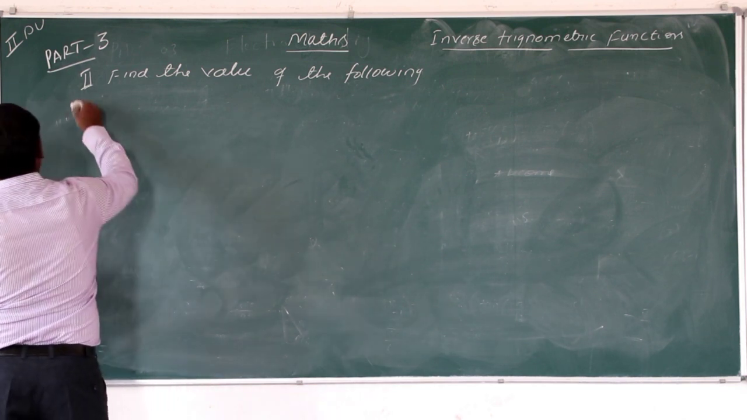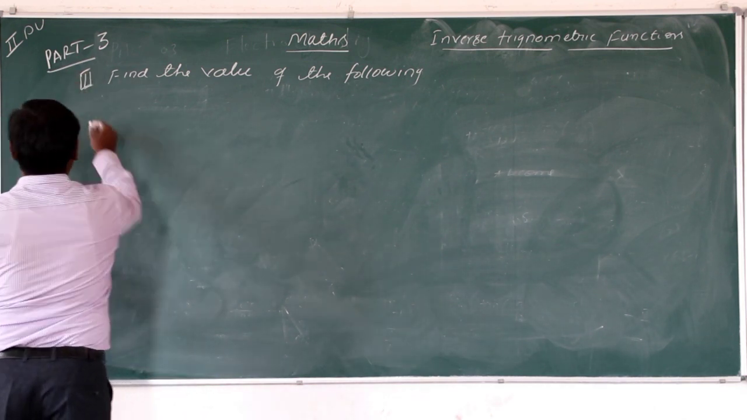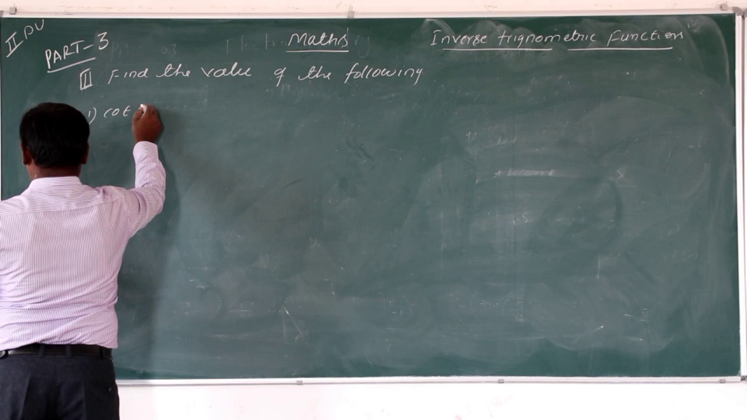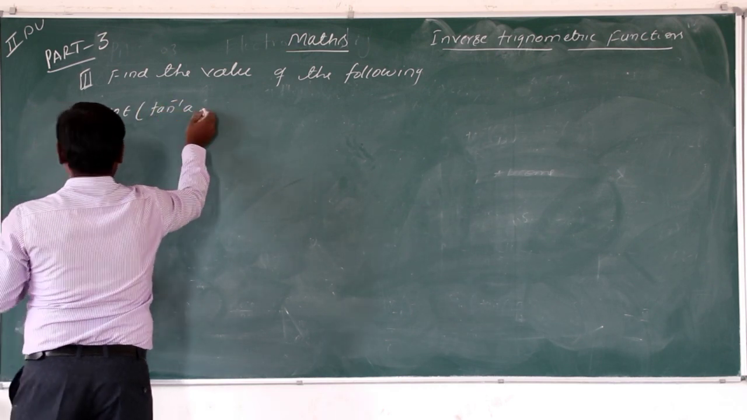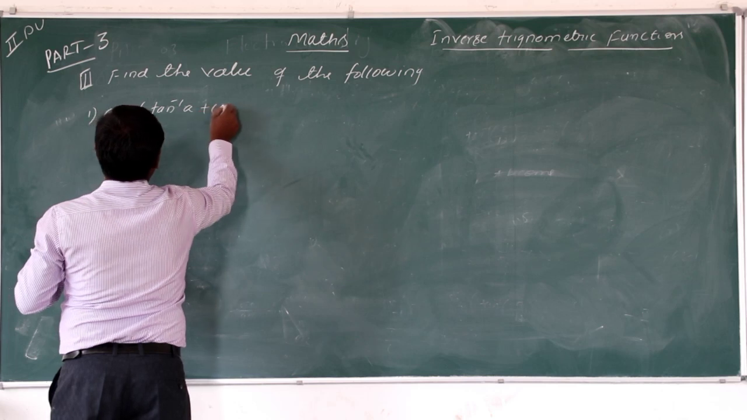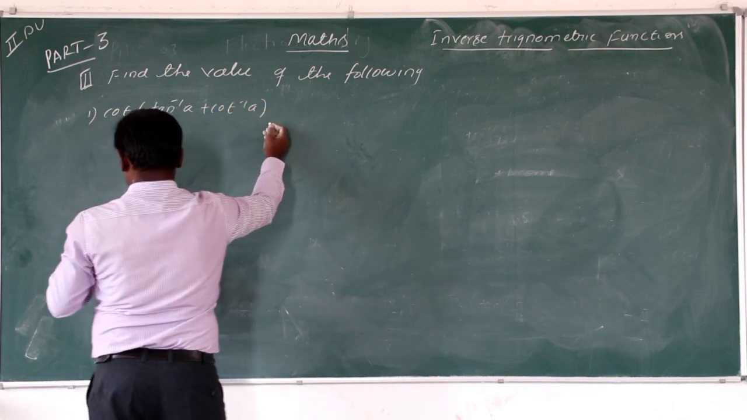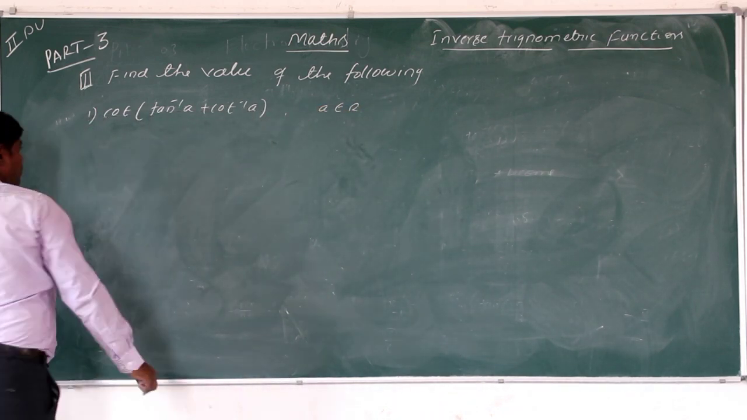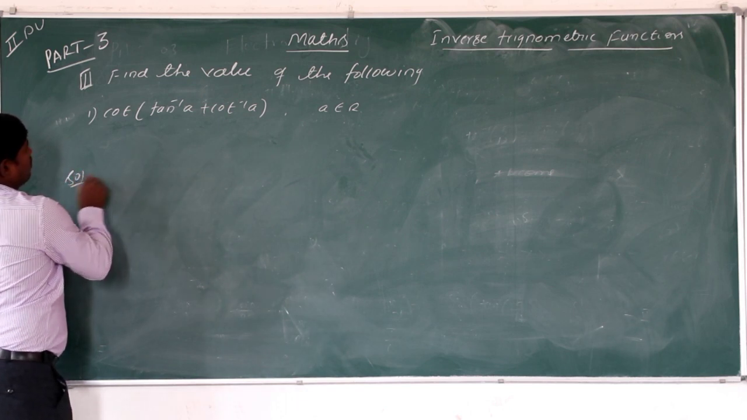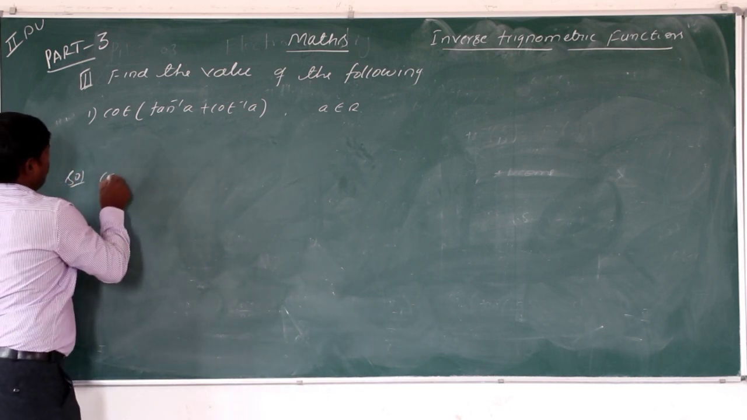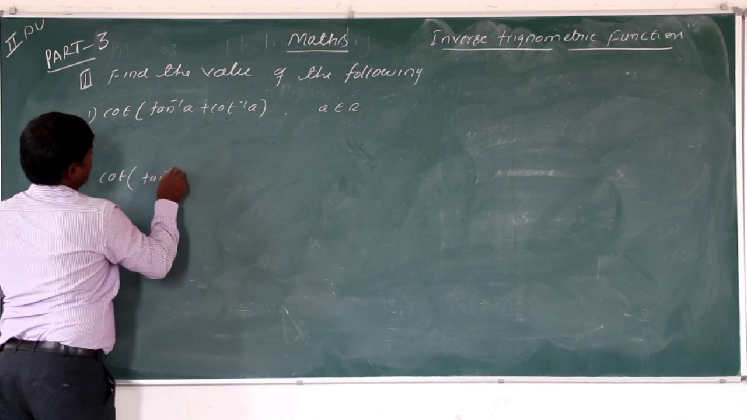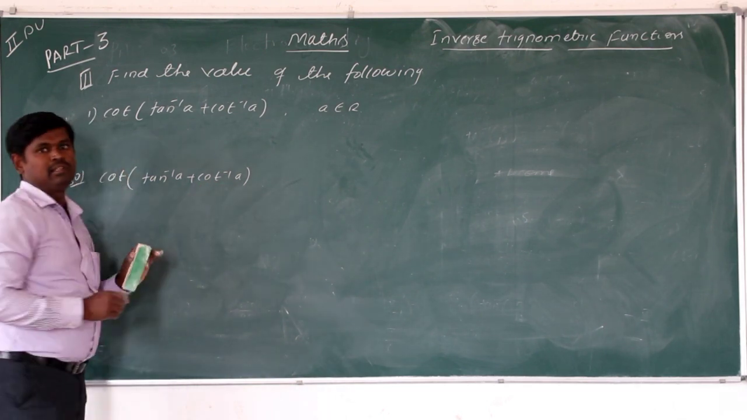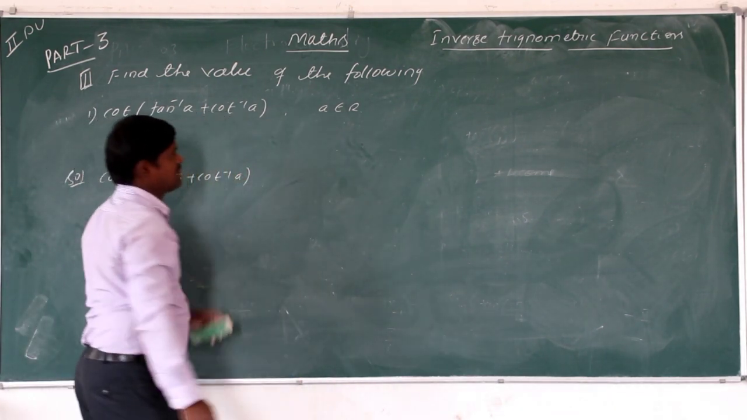Third type of problem. Find the value of the following. The first one is cot of tan inverse of a plus cot inverse of a, where a belongs to the real numbers. See the solution, again with the property: cot of tan inverse of a plus cot inverse of a. Here a lies between the real values.